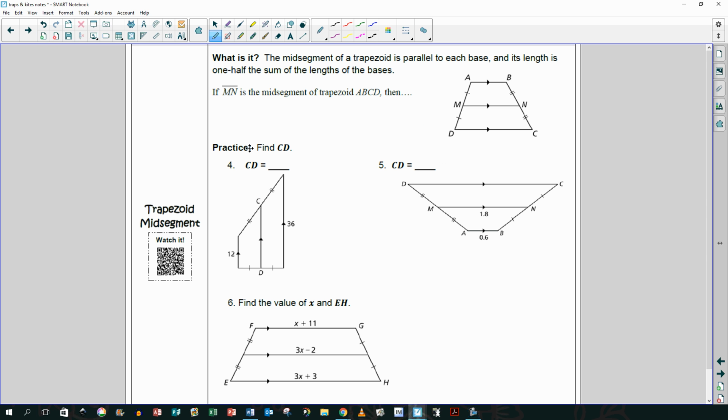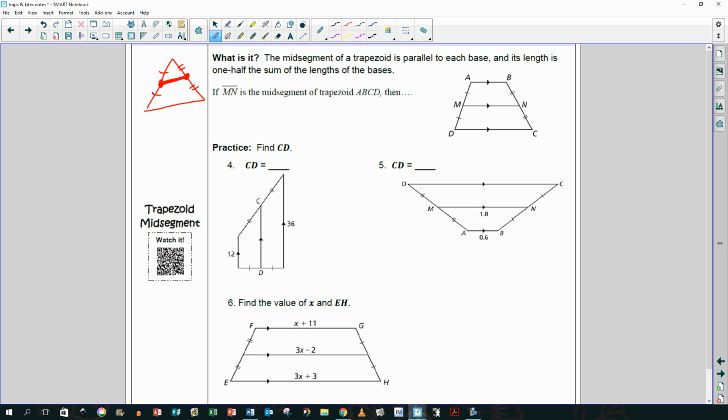Now, do you remember when we did mid-segments and triangles? Remember that? The mid-segment of a triangle. How did I know that's a mid-segment? How do you know if it's a mid-segment? It's the middle of the... It what? Somebody started it over here. It connects midpoints. This is a midpoint. This is a midpoint.